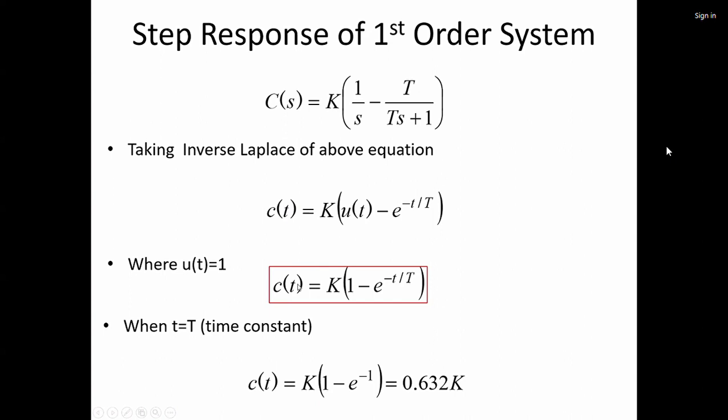Then what will be the output? You can simply put small t equal to capital T. So this will be k into 1 minus e to the power minus 1. So it is 0.632 into k, when small t is capital T.